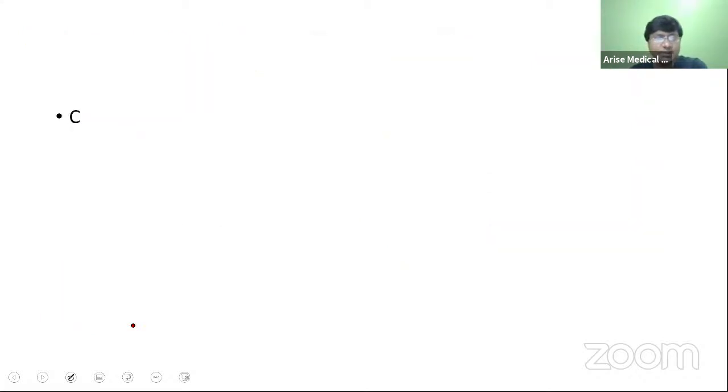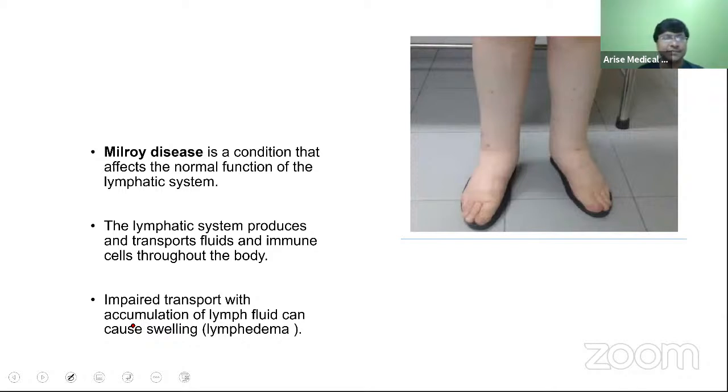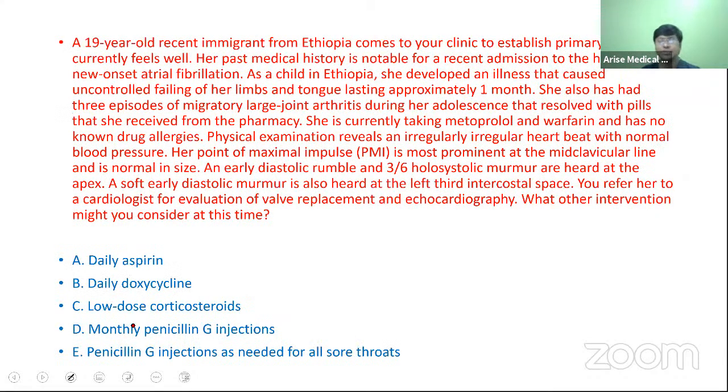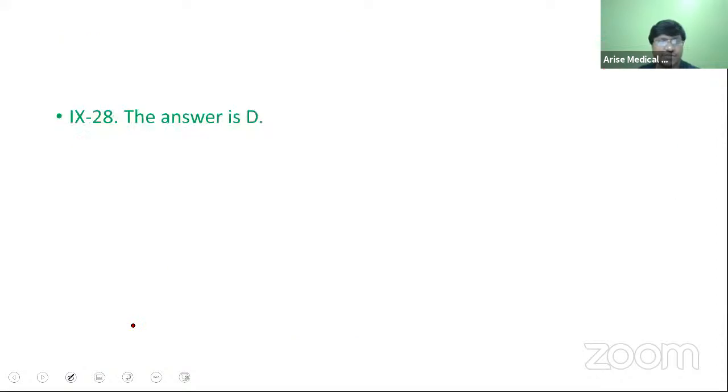Next. Now, this is the clinical scenario which we have discussed about acute rheumatic fever. And what is the take-home message of this question? The take-home message is that every 21 days, you need to give benzathine penicillin intramuscularly, deep IM. And in those individuals who are allergic to penicillin, you can give sulfadiazine or erythromycin.